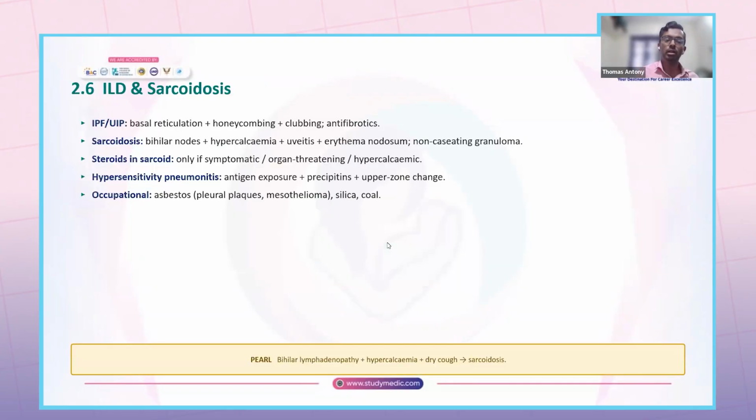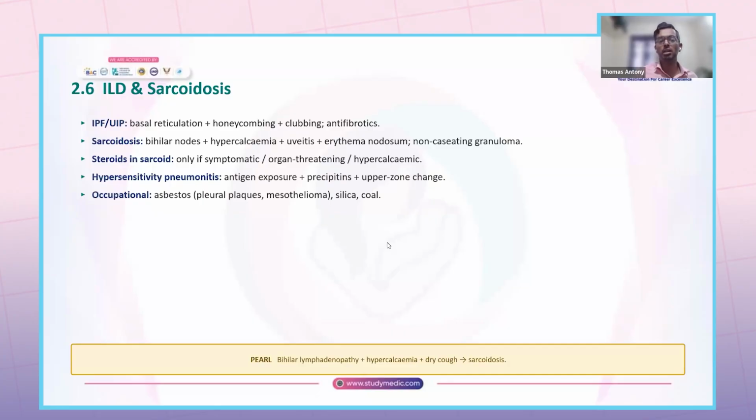Now coming to interstitial lung disease and sarcoidosis. So IPF, or UIP. What are the patterns seen here? In IPF or UIP, you have basal involvement along with honeycombing and clubbing.